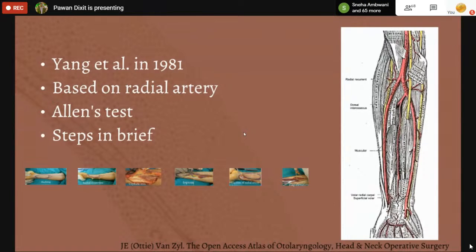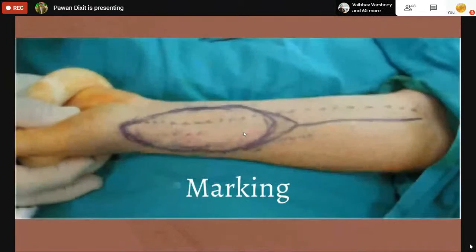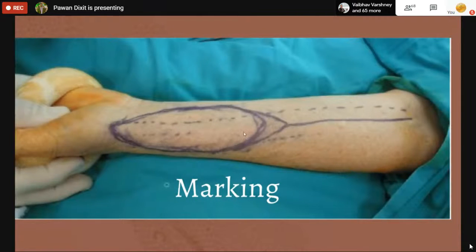Allen's test should be performed before raising this flap. Allen's test is a test which tells you about the dominance of vessels in the hand, whether the ulnar artery is dominant or the radial artery is dominant. And this is the marking of the flap. The flap is centered over the radial artery according to the size of the defect.